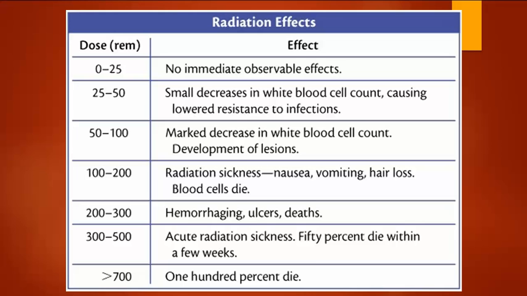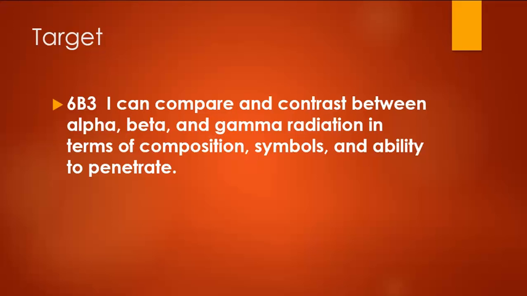100 to 200, you are in honest to goodness radiation sickness area. Nausea, vomiting, hair loss, blood cells die. 200 to 300, you start bleeding internally and you start dying. 300 to 500, 50% of you guys will die. And if you get over 700 rems, you're dead. These are people that would be very close to a nuclear explosion. 100%.